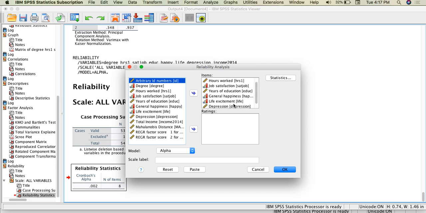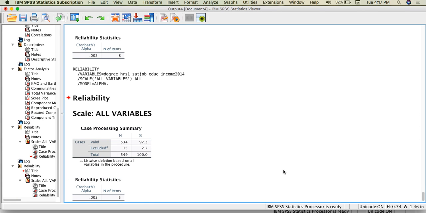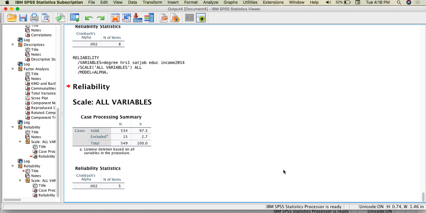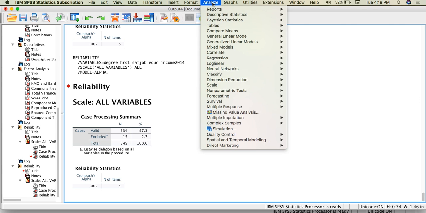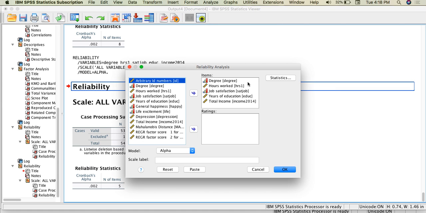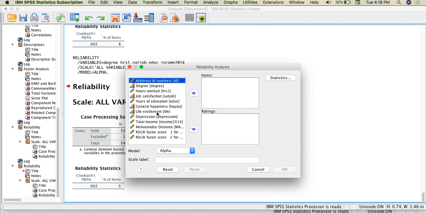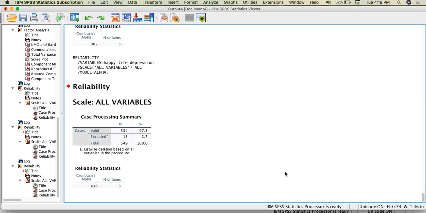So what I'm going to do is send back over general happiness, life excitement, and depression, and keep just the 5 on the career island, and click OK. We also get a really terrible reliability for this one, which leads you to believe something's wrong with this data. Then let's run a reliability analysis on the other items, happiness, life excitement, and depression, and click OK. And we don't get a good grade either, 0.438.